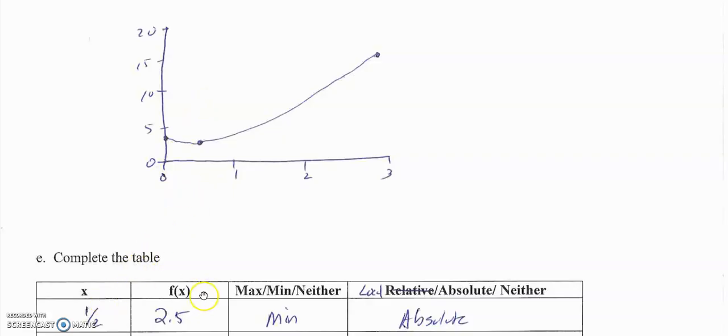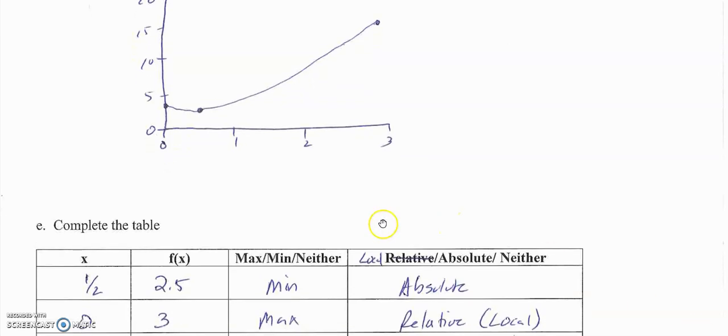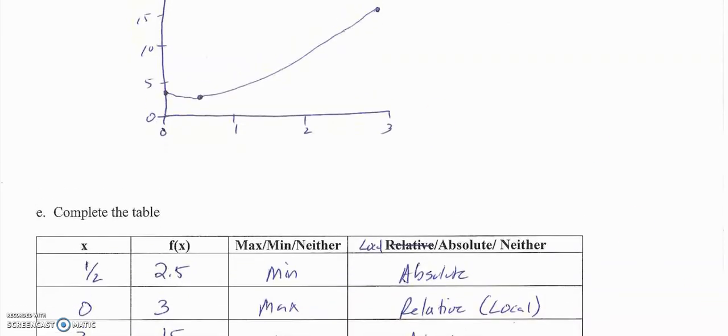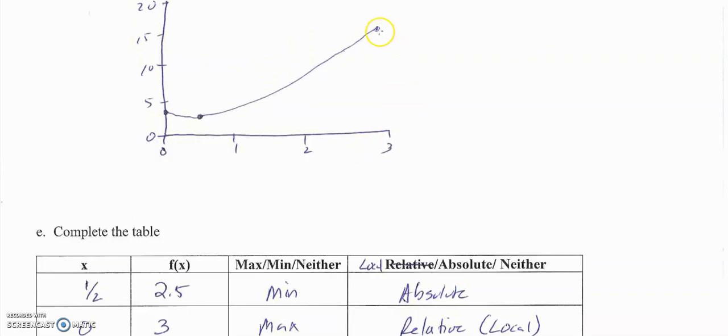So the first point, 1/2, 2.5, that is going to be a minimum, and it's the lowest point in the entire graph, so we have an absolute minimum. The next point is 0, 3. That's a maximum, but it's not the highest point in the entire graph, so that would be a relative or local max. Then we look at the last point, which is 3, 15, and 3, 15 is a maximum, and it is the highest point in the entire graph, so we have an absolute max.